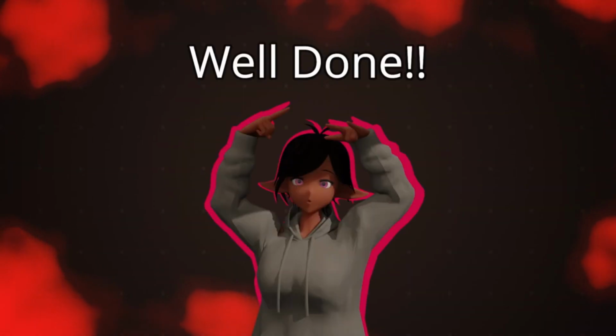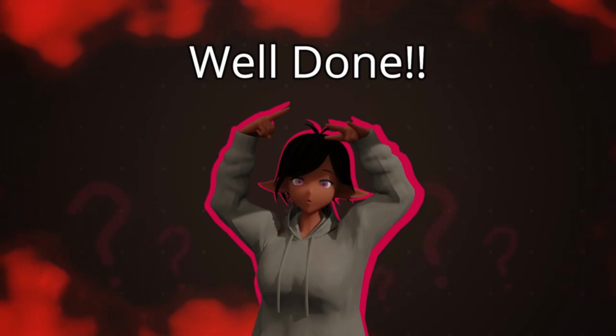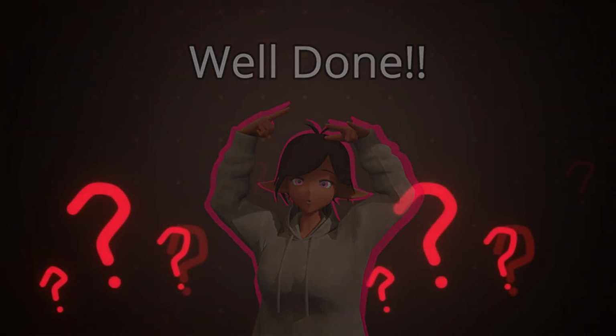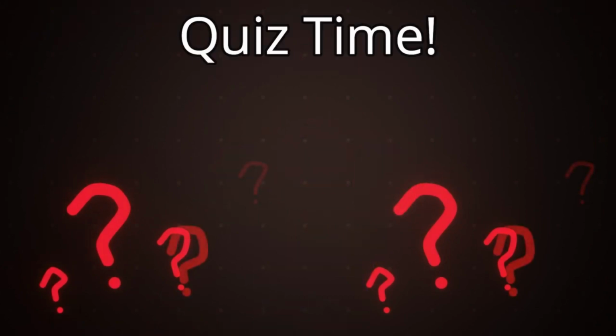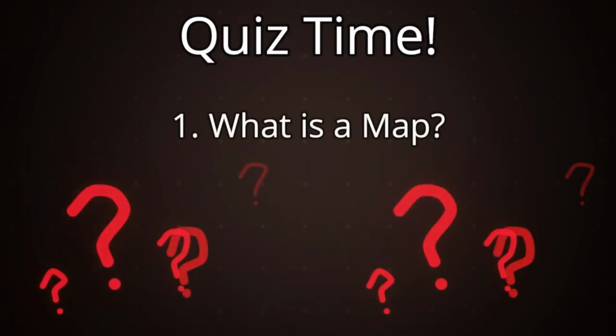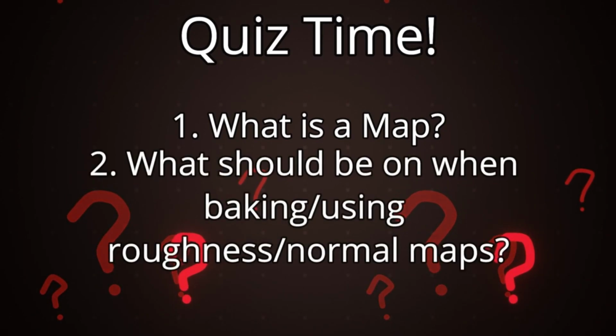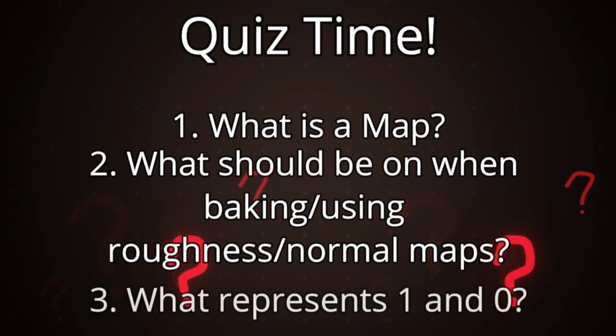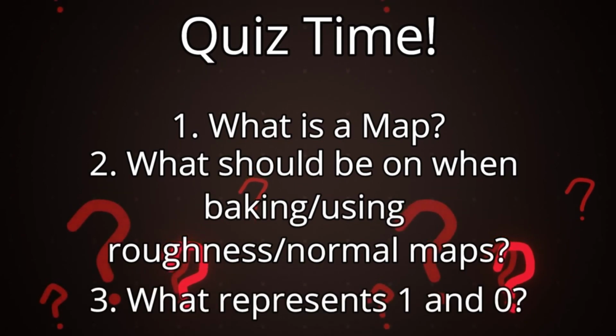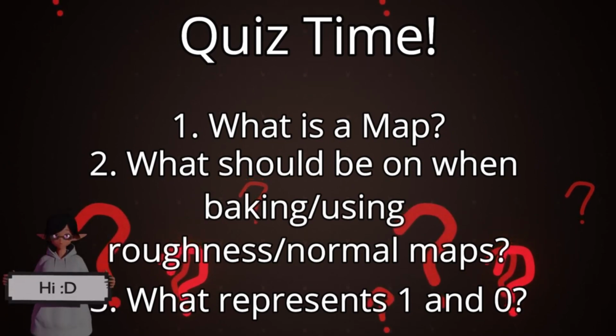Great job everyone. This was quite a quick tutorial compared to the others, but still very important nonetheless. Now we're going to have a quick quiz. Number 1. What is a map? Number 2. What option should you make sure is on when baking roughness or normal maps? Number 3. What grayscale values represent values 1 and 0 respectively? I will be answering the questions in 15 seconds from now.